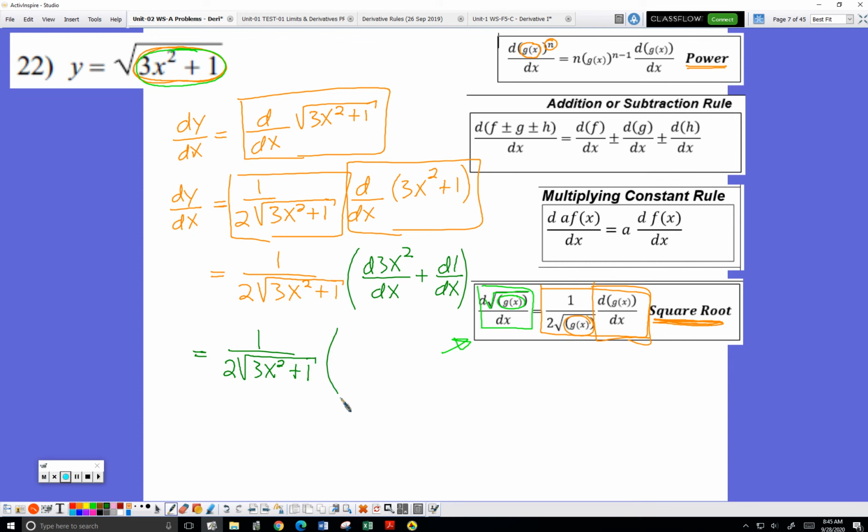Parenthesis. We already know that this is going to be 0 because that's d over, 1 isn't changing. We're going to pull out the 3. That leaves dx squared over dx. I do not have to write plus 0. You can do that part in your head. That's fine.